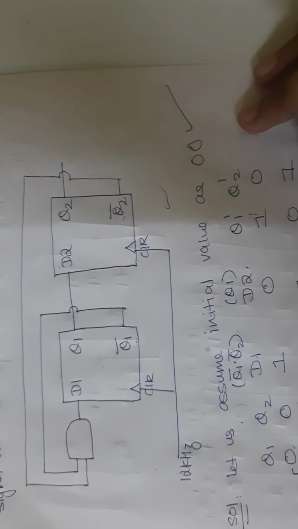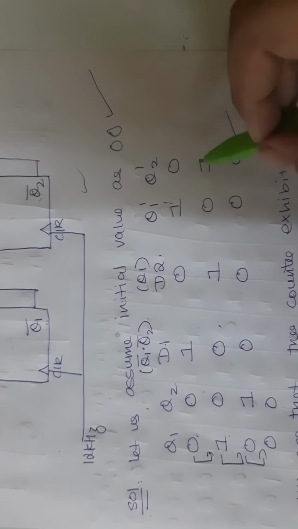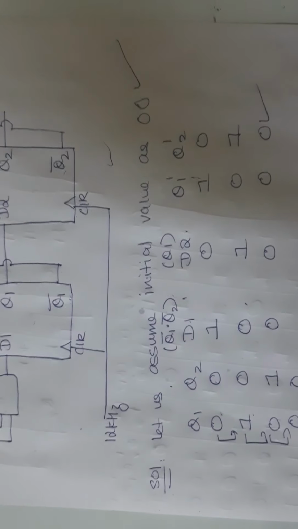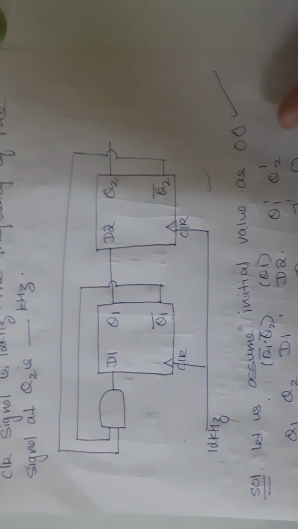I hope this is clear. The main thing to remember is the truth table of D flip-flop, that's all, and you can solve it easily. Now let's move on to the second question.